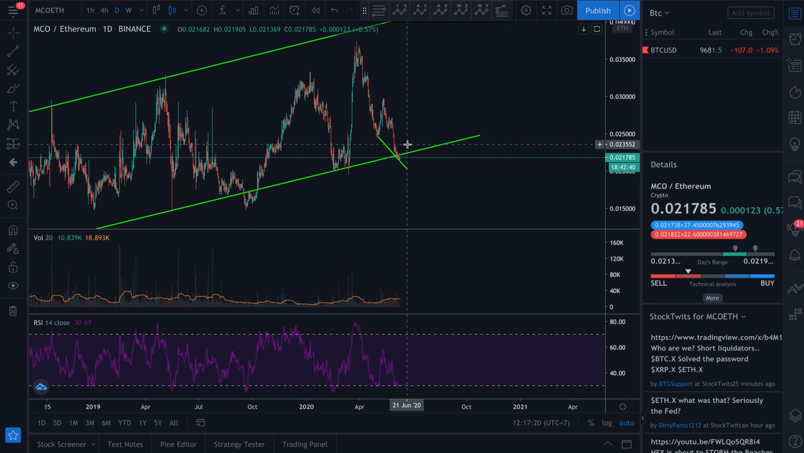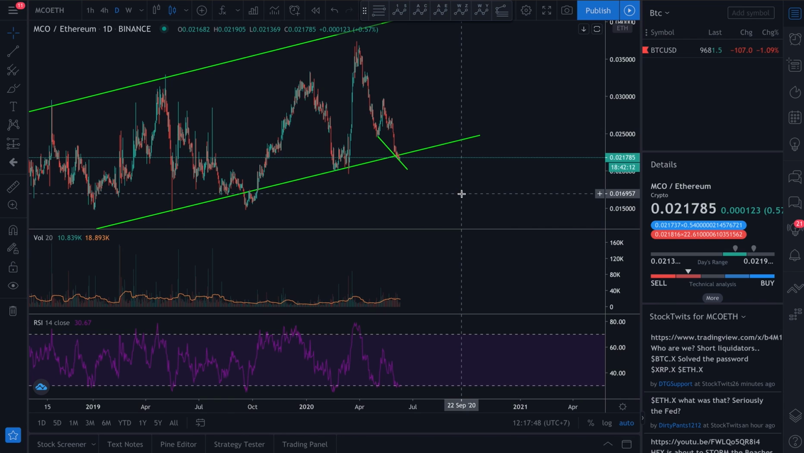And the fundamentals of MCO, if we look at them, the market cap is only 84 million at this moment in time. And it is one of the coins of Crypto.com. So Crypto.com has two coins. One is MCO, one is CRO. And CRO's market cap is 20 times higher than MCO. So the fundamentals of MCO are looking really good because it has a real use case.